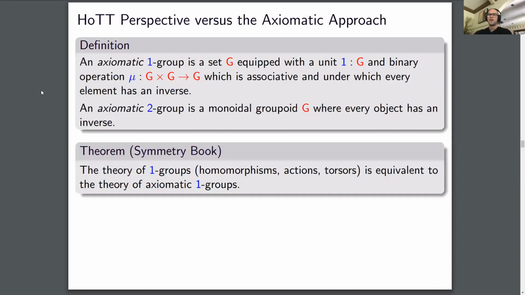Right. So an axiomatic one group is what we normally mean by a group. And so we could do things this way in homotopy type theory. But it turns out that taking this more general, higher group theoretic perspective actually can give us some insights about one groups, about the theory of one groups.